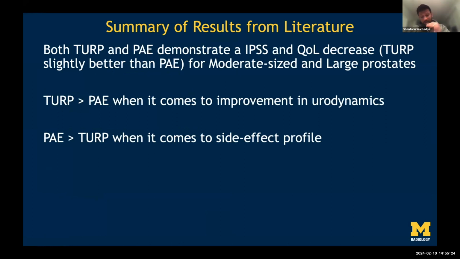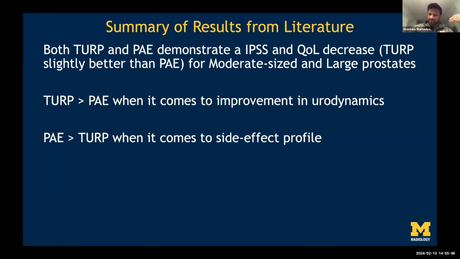And frankly, I don't think, and I'll get to this, PAE should not be done for small prostates. TURP is just so much easier and better. TURP is way better when it comes to improvement in urodynamics. That's really important because you will see patients in clinic who have sequelae of chronic bladder outlet obstruction, things like bladder stones, bladder diverticula, recurrent UTIs.